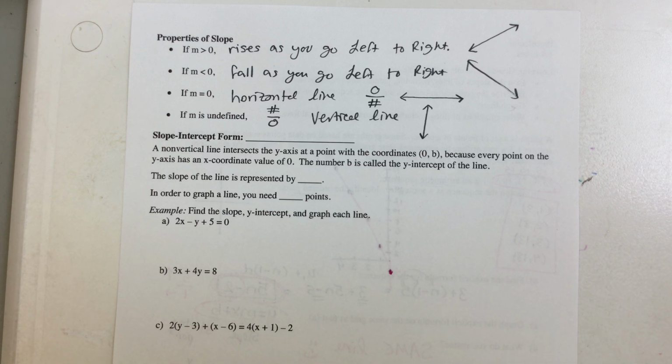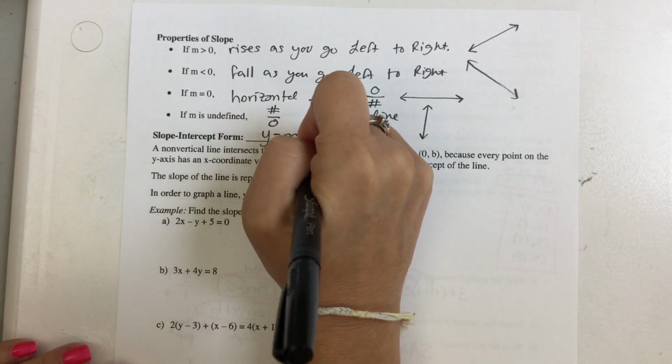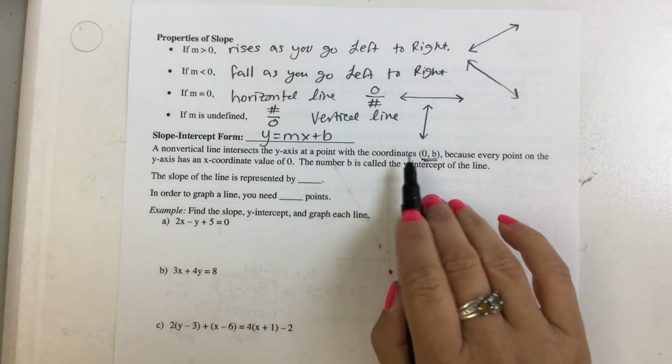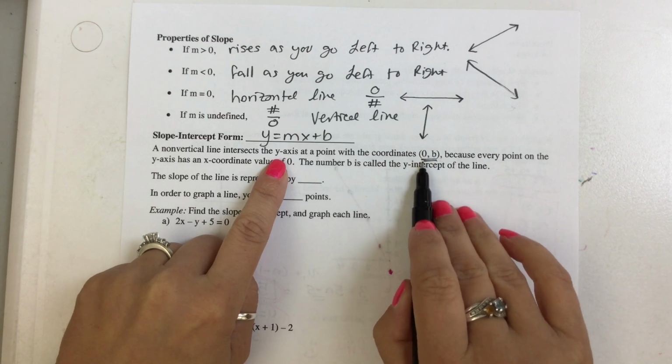When you are graphing, it is always helpful to have it in that slope-intercept form that I showed you on the front page. Slope-intercept form is y equals mx plus b. Any non-vertical line intersects the y-axis at a point that is (0, b). Now, this is the y-axis. The reason why it touches the y-axis is because your x value is 0.